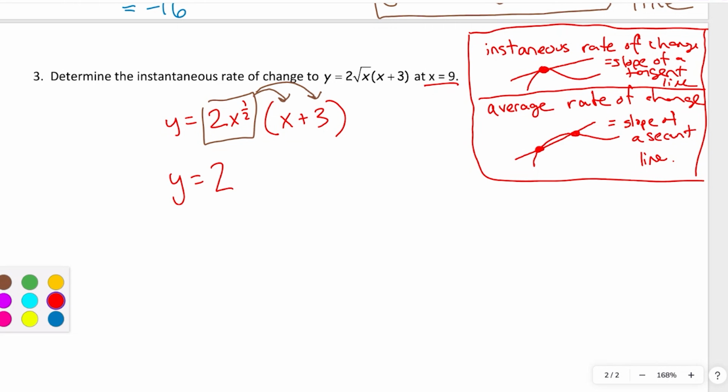That's going to give me 2 times, and if you're a little confused about how these exponents get combined, just remember that whenever you multiply two powers that have the same base, you add the powers. If you don't see a power there, it's just 1. So this would be x to the 1 plus 1/2, which is 3/2. And then plus 6 times x to the power of 1/2.